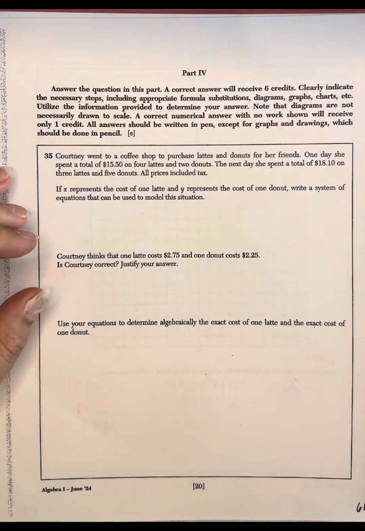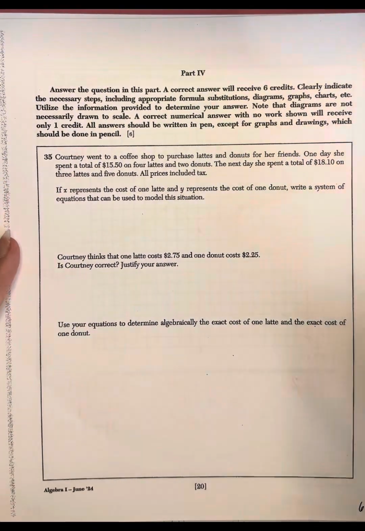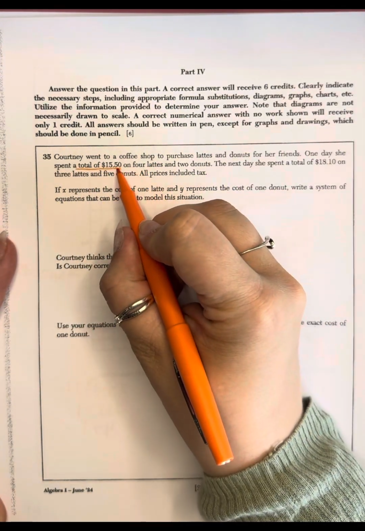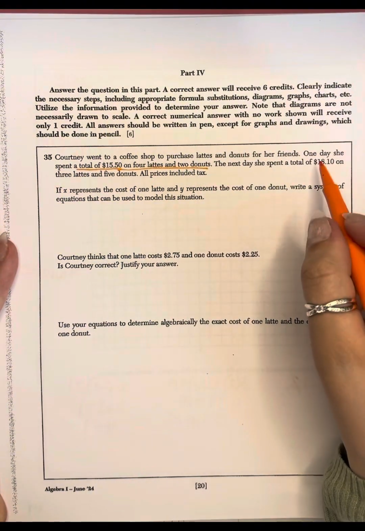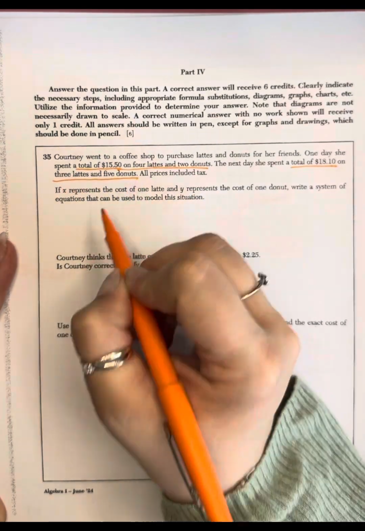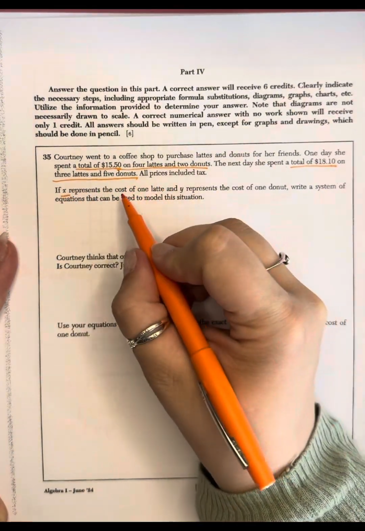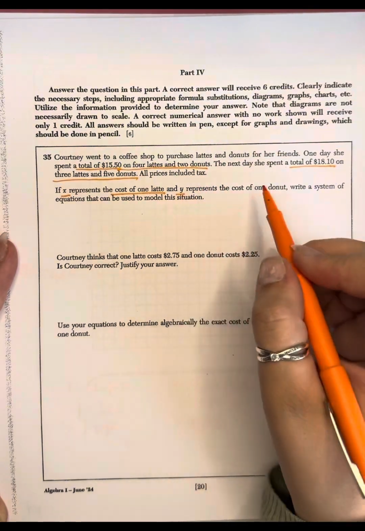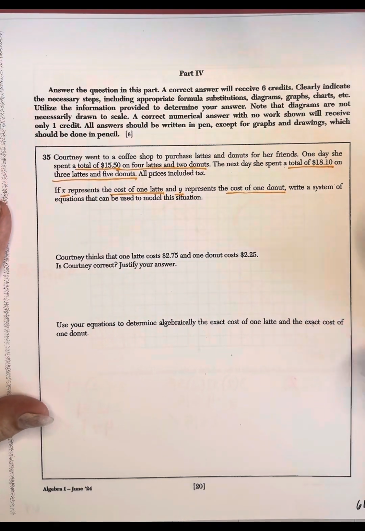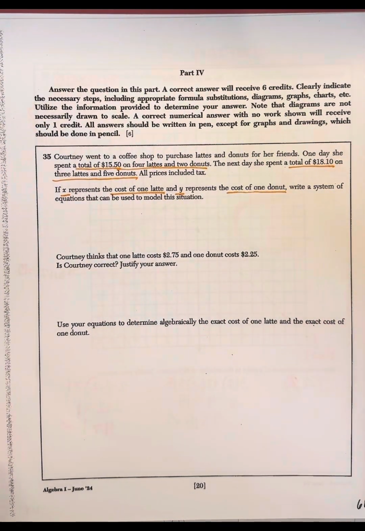Okay, so to start, I want to underline some stuff that's important. So the first day she spent a total of $15.50, and that was on 4 lattes and 2 donuts. And the next day, she spent a total of $18.10 on 3 lattes and 5 donuts. I'm using X for the cost of 1 latte and Y for the cost of 1 donut. So I do not need to write a let statement for this one because they already give me the variables. And I'm going to write a system of equations, which means I need at least 2. Generally, it is just 2, but a system could be more than 2.